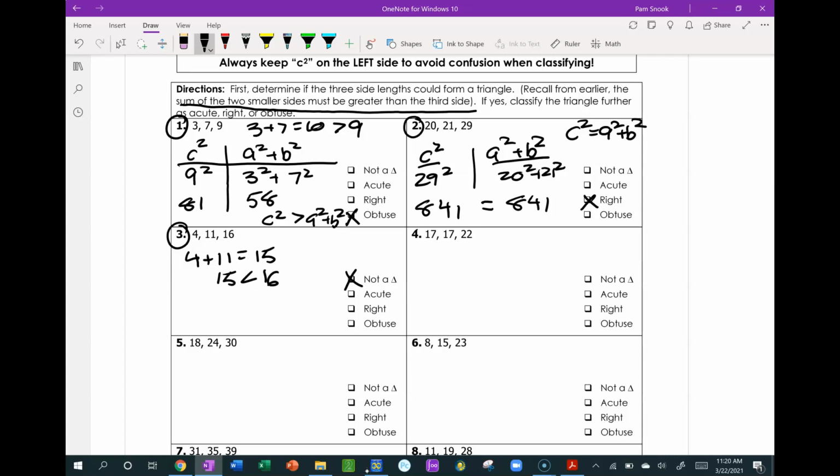Let's do one more. I've got 22 squared. 17 plus 17 is bigger than 22, so 22 squared, that's going to equal 484. I'm going to compare that with 17 squared plus 17 squared. I got 578. Notice that's less than, so therefore I have an acute triangle.